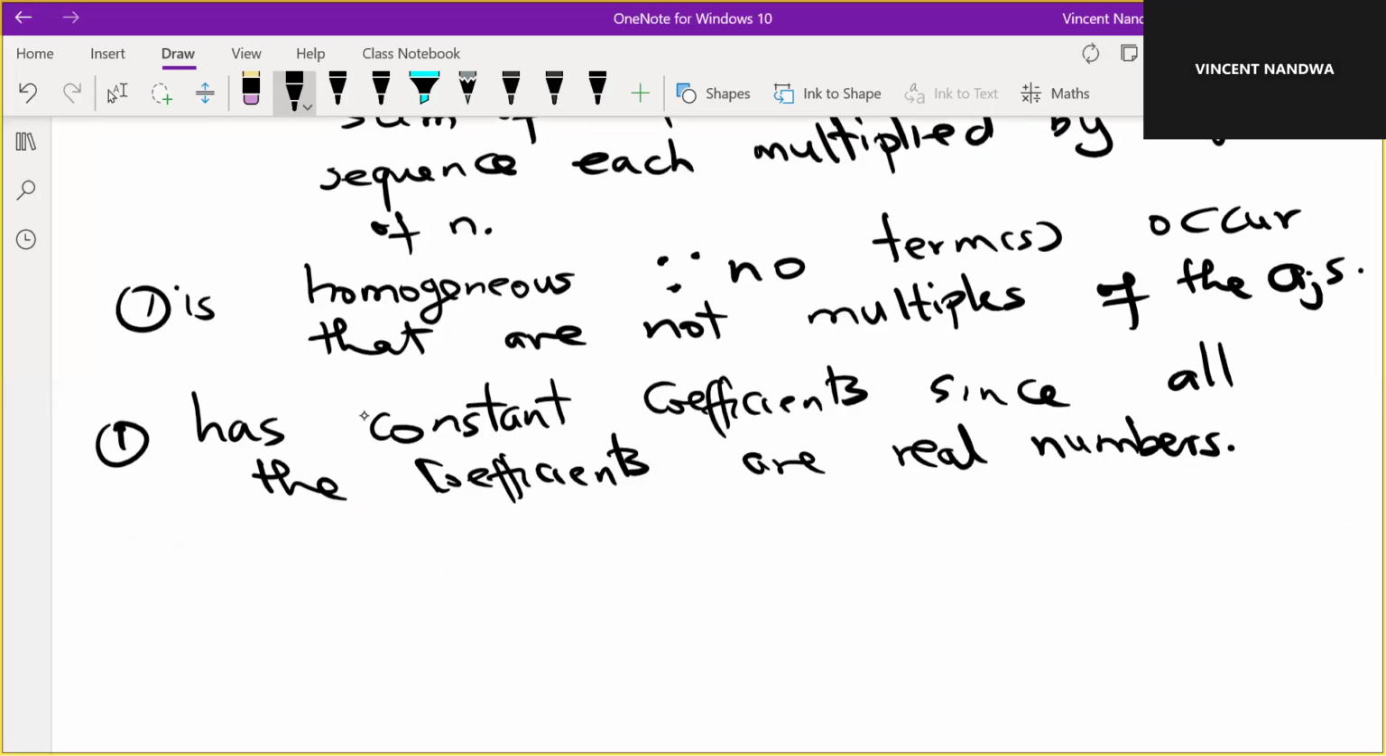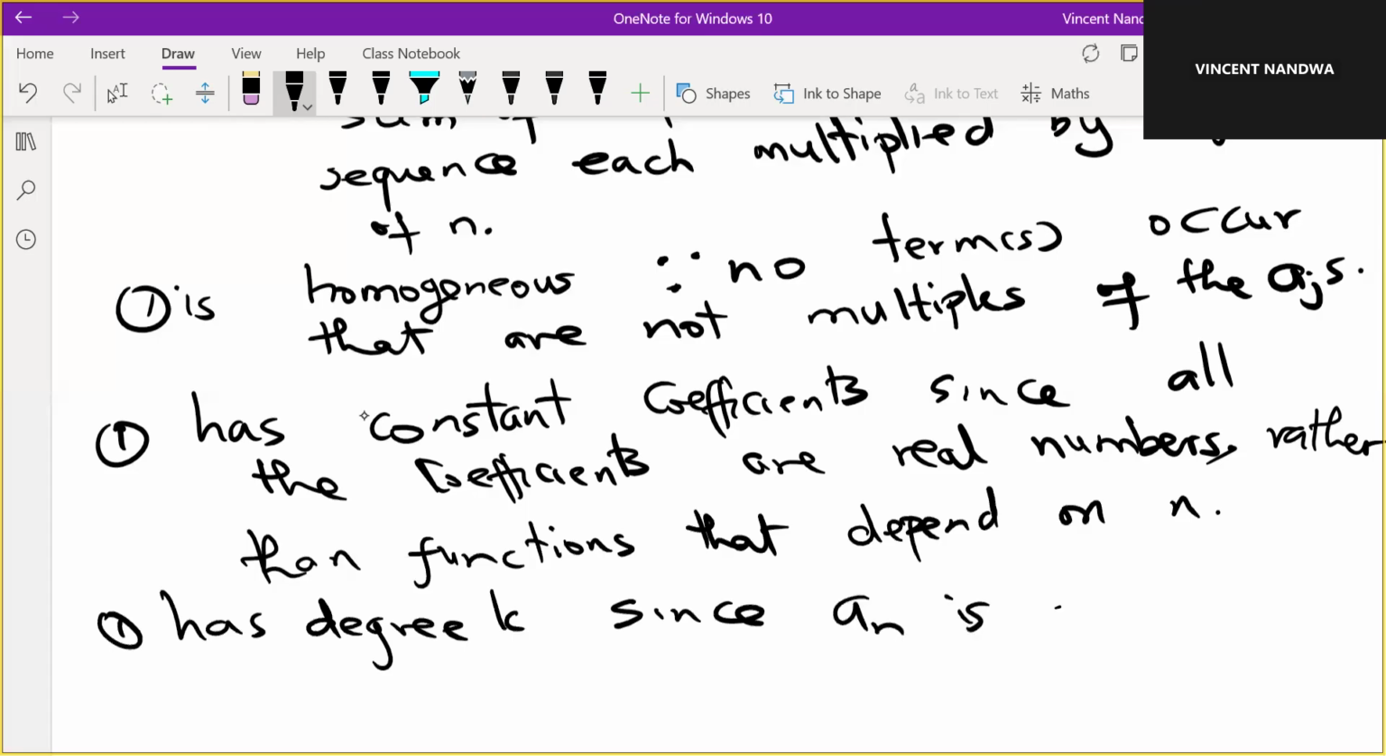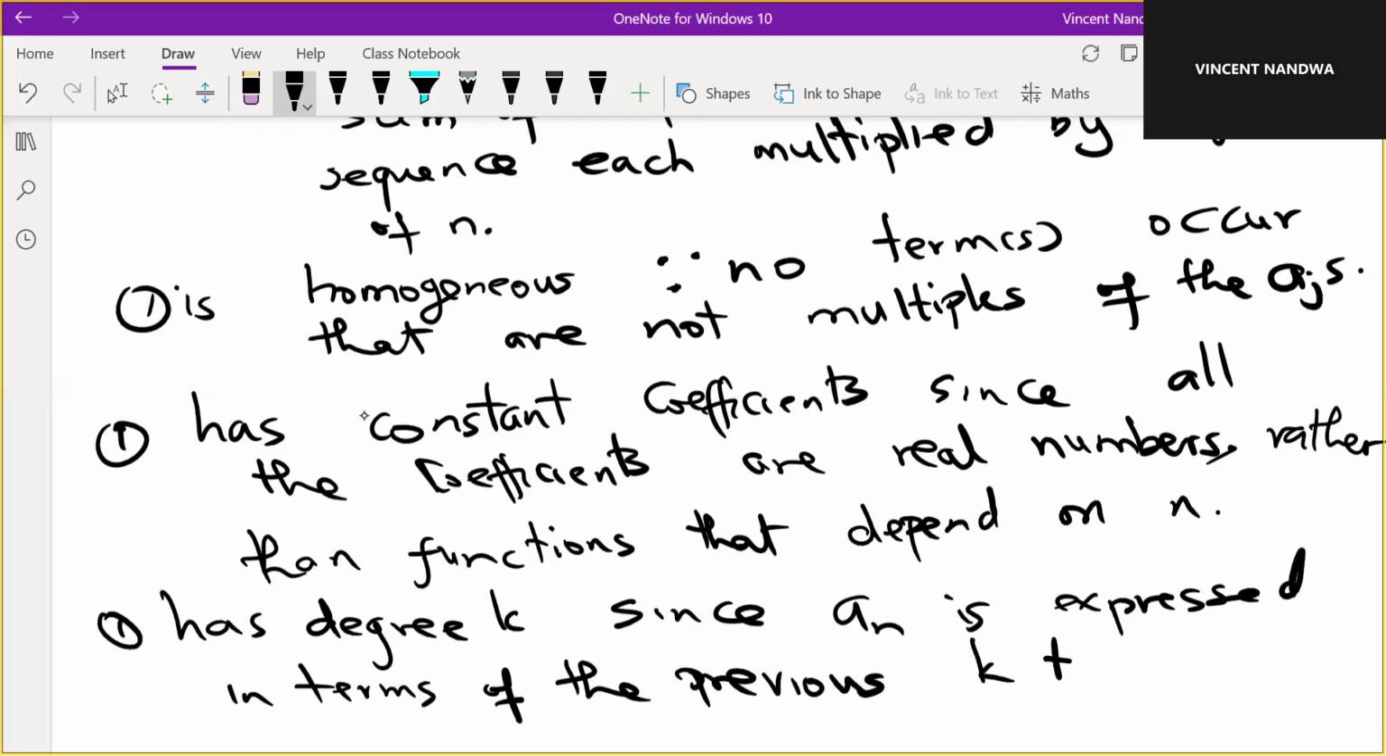rather than functions that depend on n. And then (1) has degree k since a_n is expressed in terms of the previous k terms of the sequence.